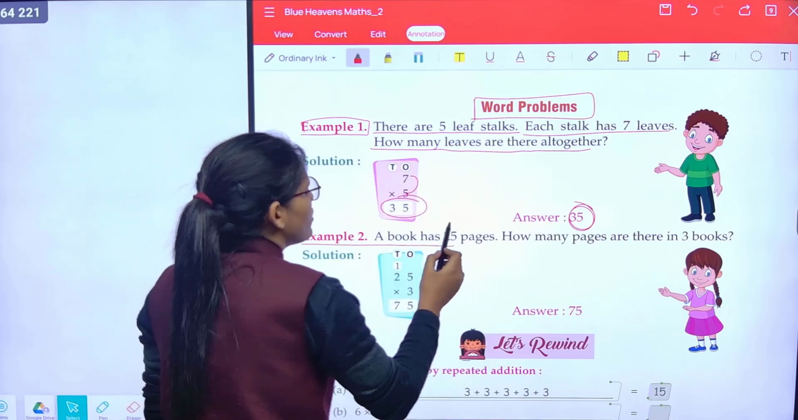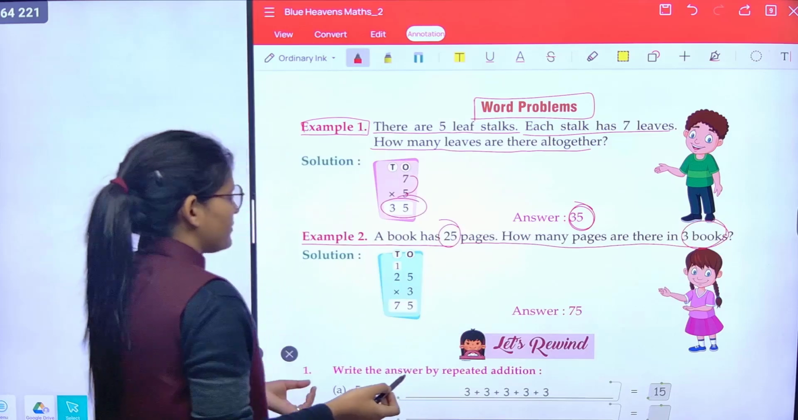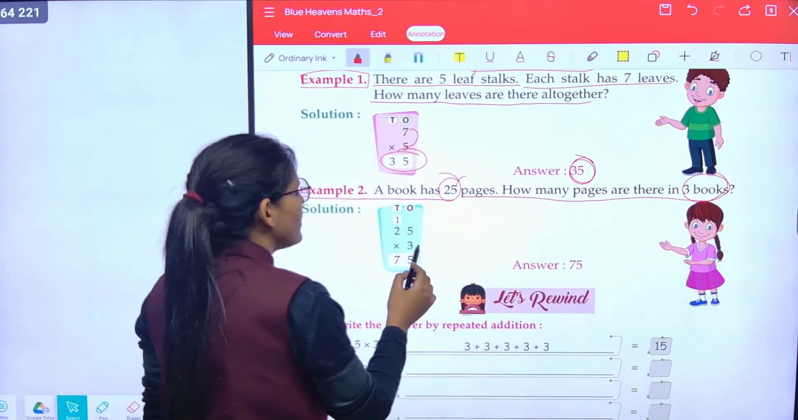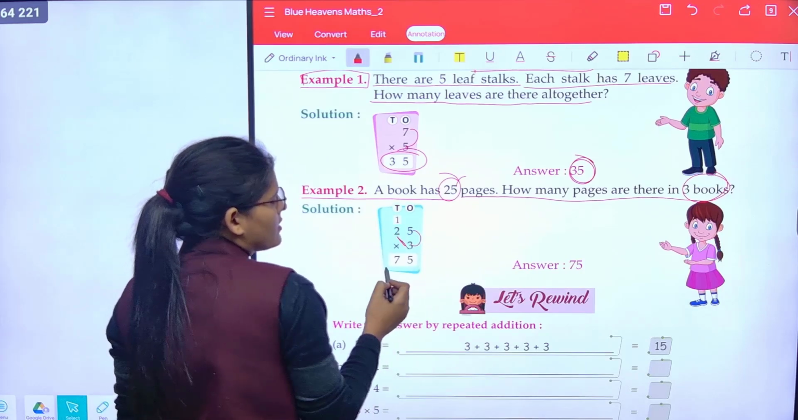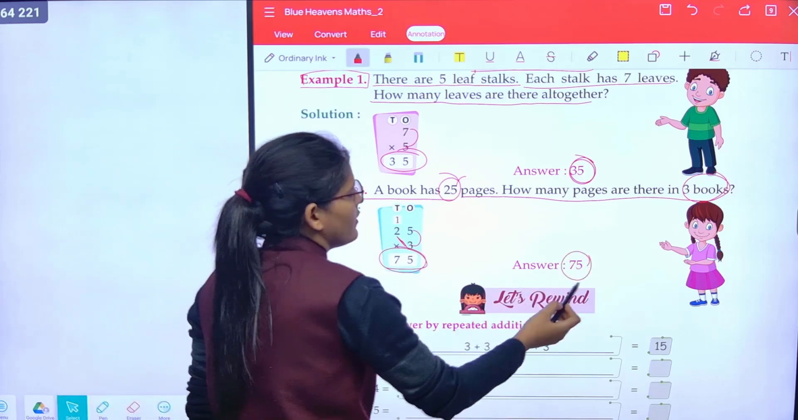Now a book has 25 pages. How many pages are there in 3 books? One book has 25 pages, so how many will there be in 3 books? 3 5s are 15, 5 and carry 1, 3 2s are 6 plus 1 is 7. So 75 pages. The answer is 75.